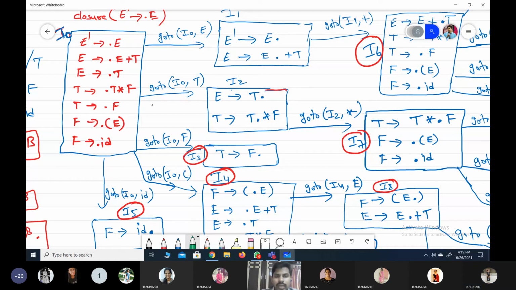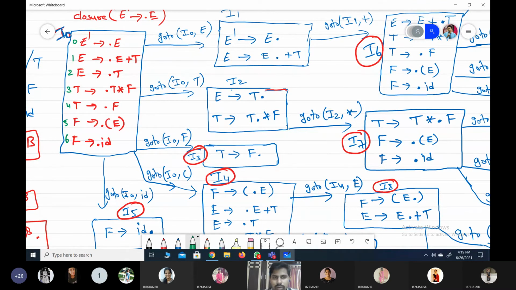So initially, at the initial step, you have to identify the production numbers. This is the 0th production. That is nothing but a new production we have added, but it is not available in the grammar. That's why I represent it with a 0. The rest of the productions I list out as 1, 2, 3, 4, 5, 6. Is it okay? Production numbers I have listed.